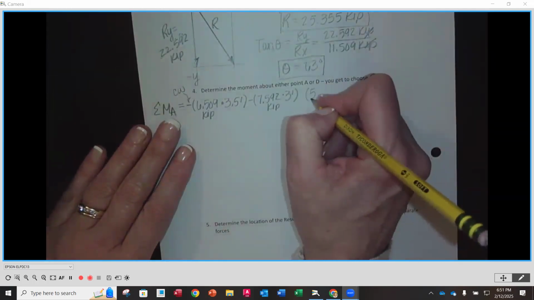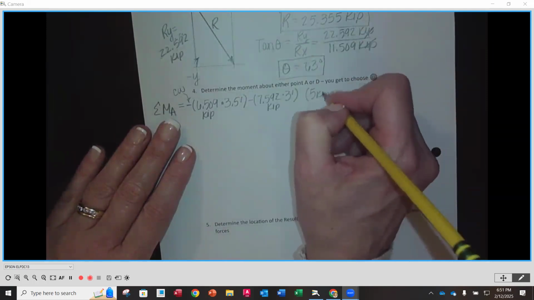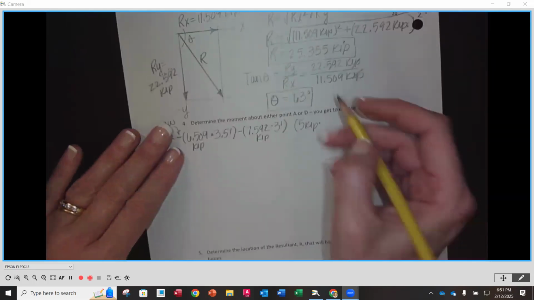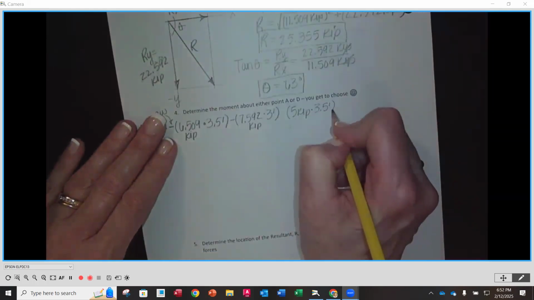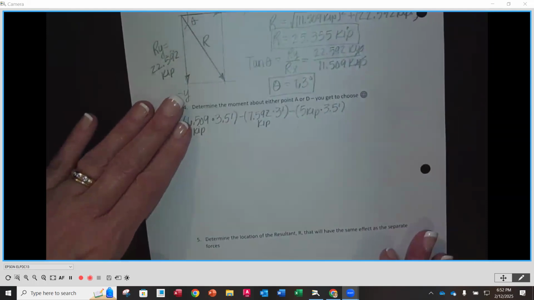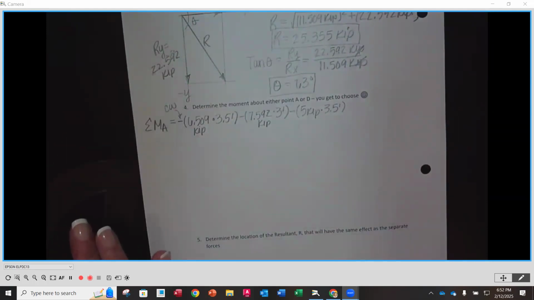Here again, 5 kips times 3.5. And negative out front again. Okay.